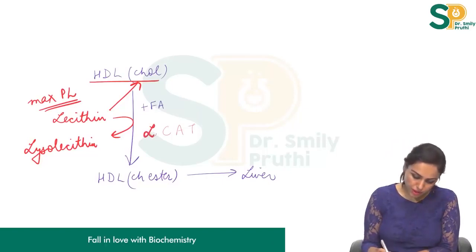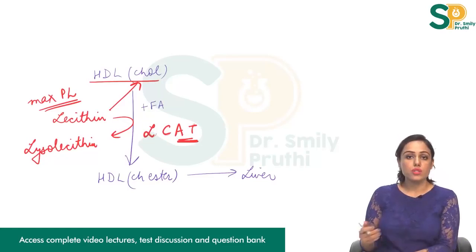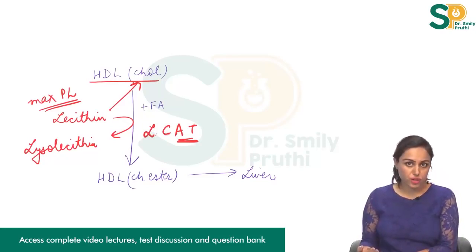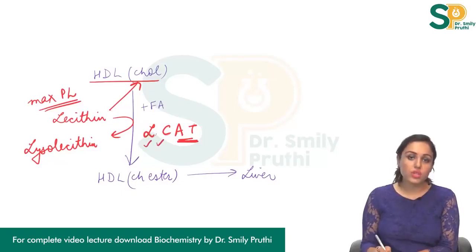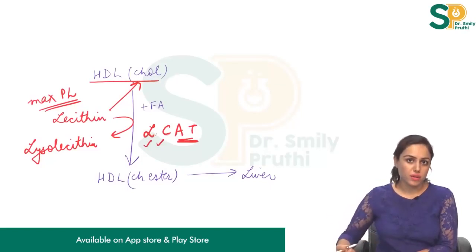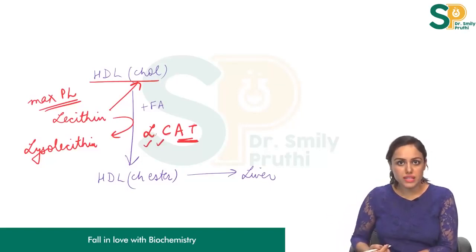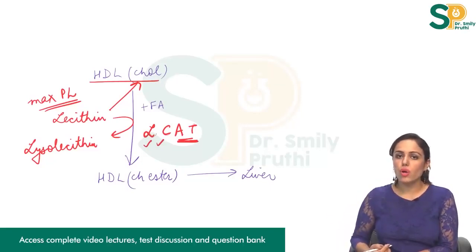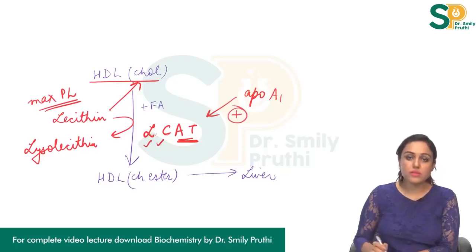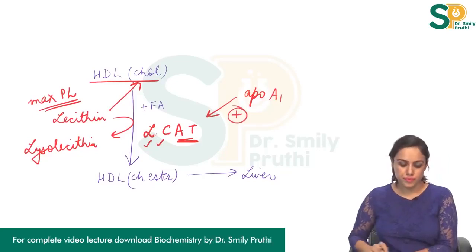That's why the name of the enzyme is LCAT. AT stands for acyl transferase because the acyl fatty acid is getting transferred in this reaction from L to C. From lecithin to cholesterol, acyl is getting transferred. So the name of the enzyme is LCAT, lecithin cholesterol acyl transferase. ApoA1 is the activator of this enzyme, right?